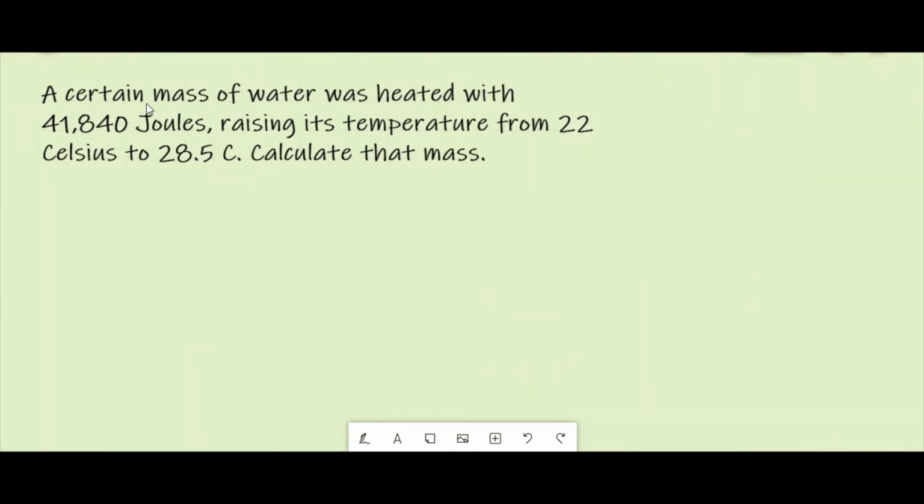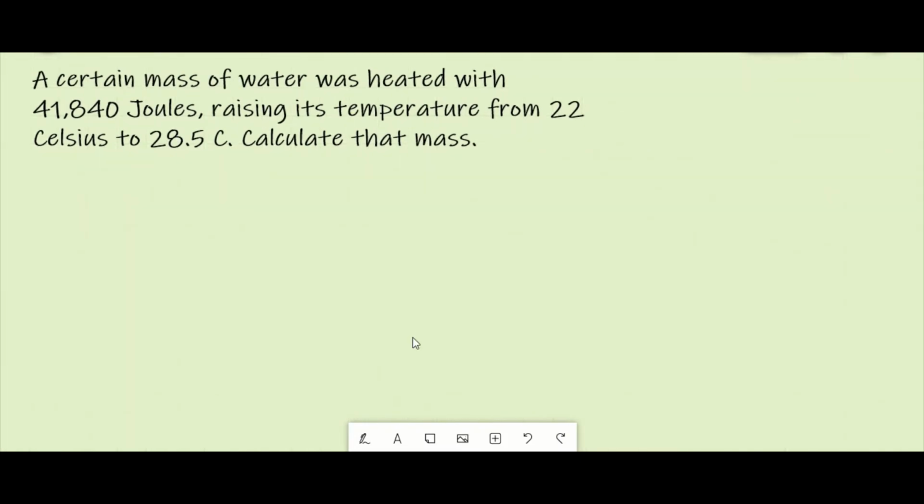So we're going to move on and do an example that is trying to find a variable other than heat energy. This one says a certain mass of water was heated with 41,840 joules, raising its temperature from 22 degrees Celsius to 28.5 degrees Celsius. Calculate the mass. So what we know here is we're trying to find the M. We know our energy Q is 41,840, and we know our delta T. And if you remember, the specific heat of water is always going to be the same. From last lesson, it was 4.184 joules per gram Celsius.